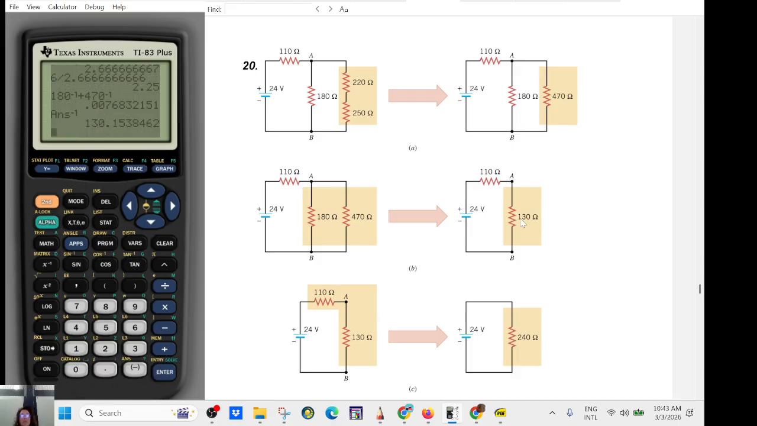That's going to be 130. And then you have 130 and 110 in series. That will be 240. And then you go back, you go back, you go back. The current will be 24 divided by 240.